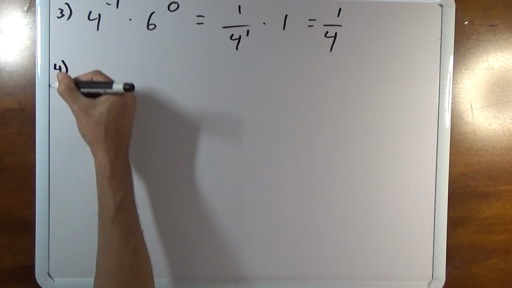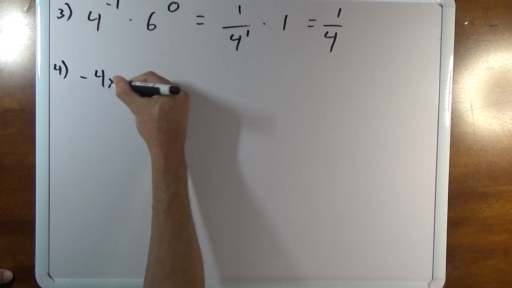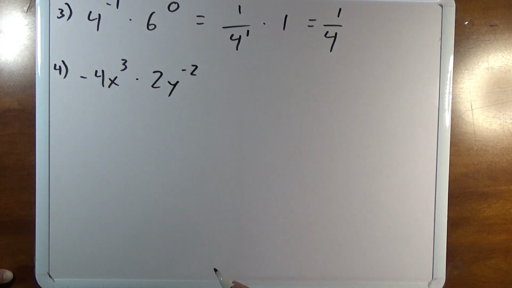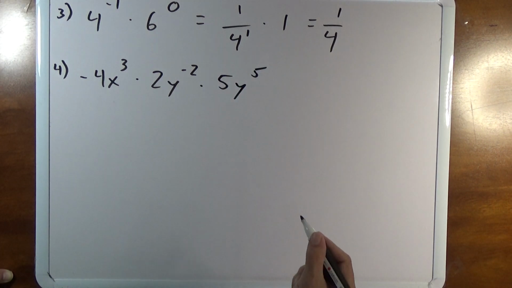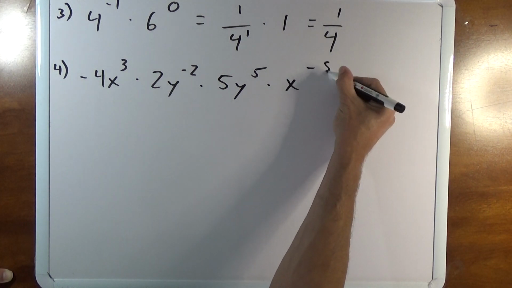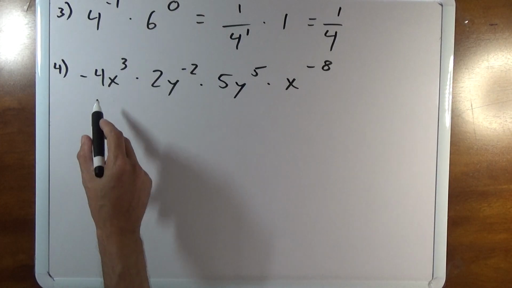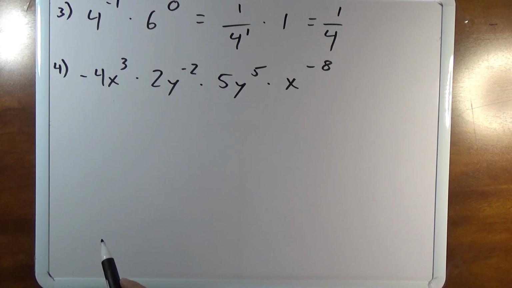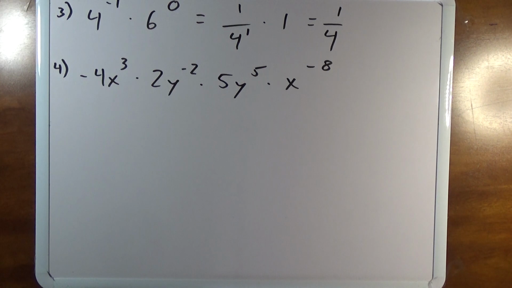Number 4 says -4x cubed, or the opposite of 4x cubed, times 2y to the -2 times 5y to the 5th times x to the -8th. Okay, so what I can do is either rearrange these to do the multiplication, say x's times x's, or I can change my negative exponents into positive. What I'm going to do is, first I'm going to do the constants. So that's -4 times 2, or -8, times 5 is -40.